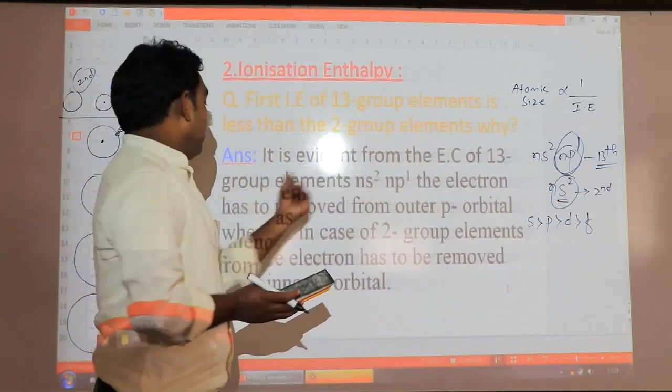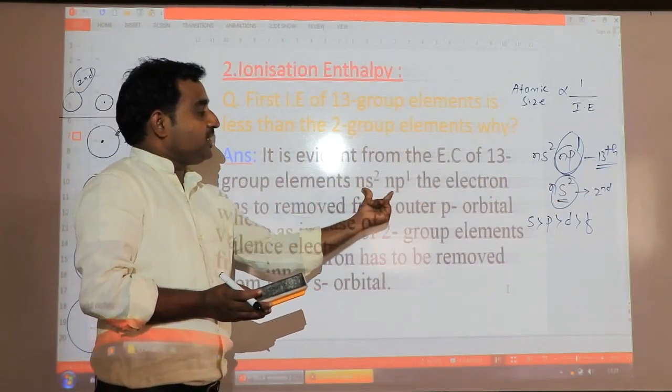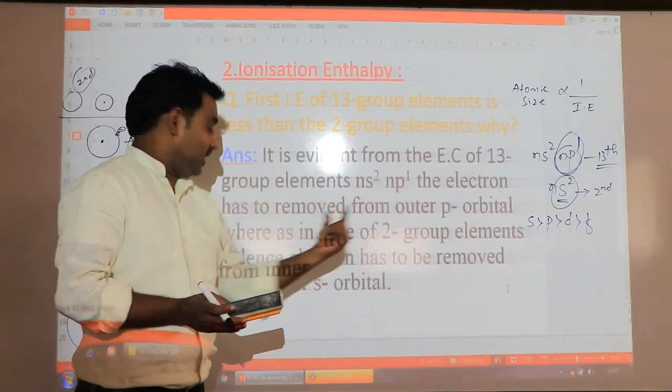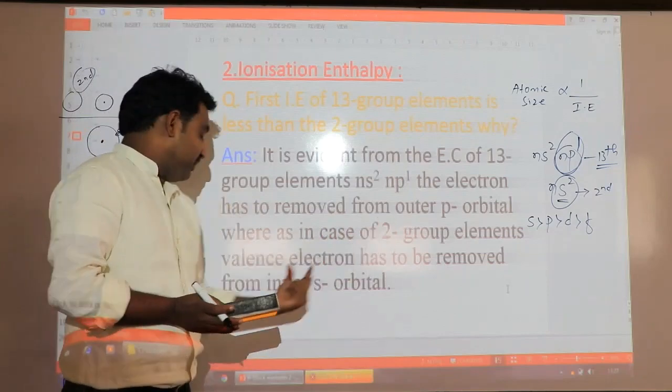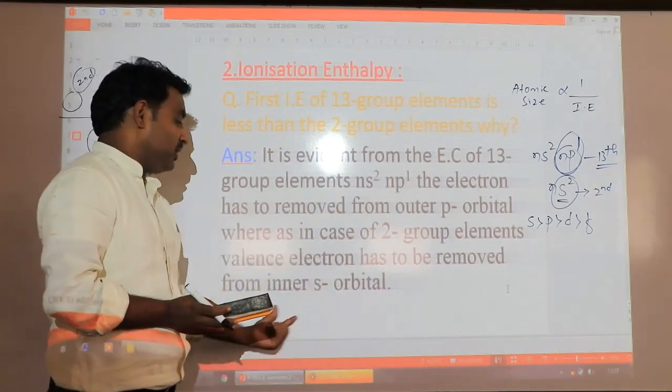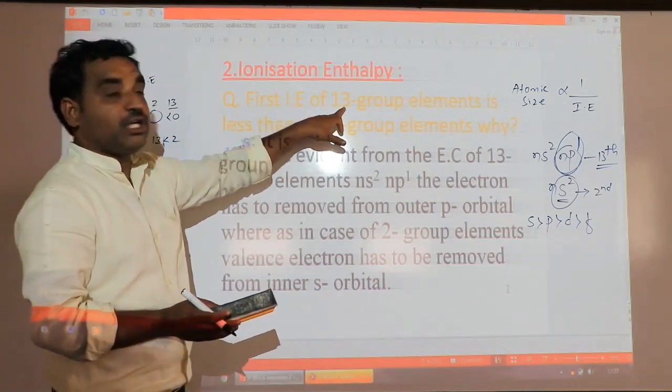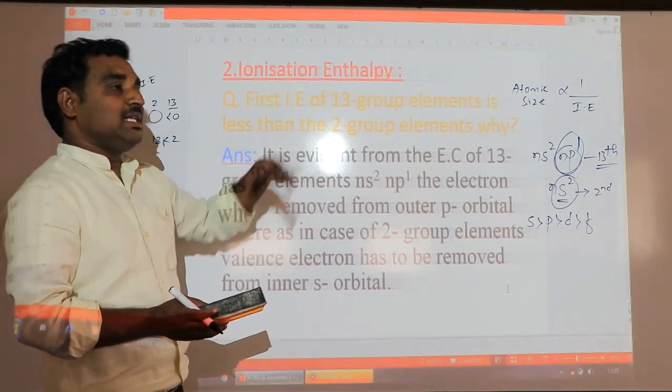The electronic configuration of the 13th group element is ns2 np1. The electron has to be removed from the p orbital, whereas in the case of second group elements, the valence electron has to be removed from the s orbital. Hence the first ionization enthalpy of a 13th group element is less than the second group element.